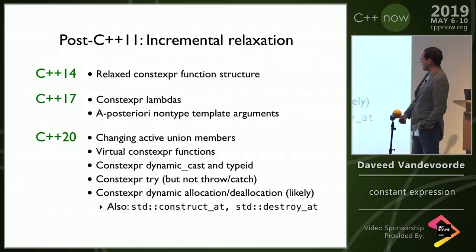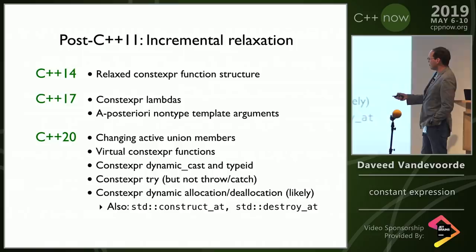And this is the big one, I think. I should say, these first four are actually in the working draft. They're all implemented, not a problem. This one, we've in principle agreed on, the full committee still has to vote on it, and we have to finish the words. Hopefully in July that will happen. But we'll be able to do dynamic allocation and deallocation. And also you'll be able to do construct_at and destroy_at, although not placement new.